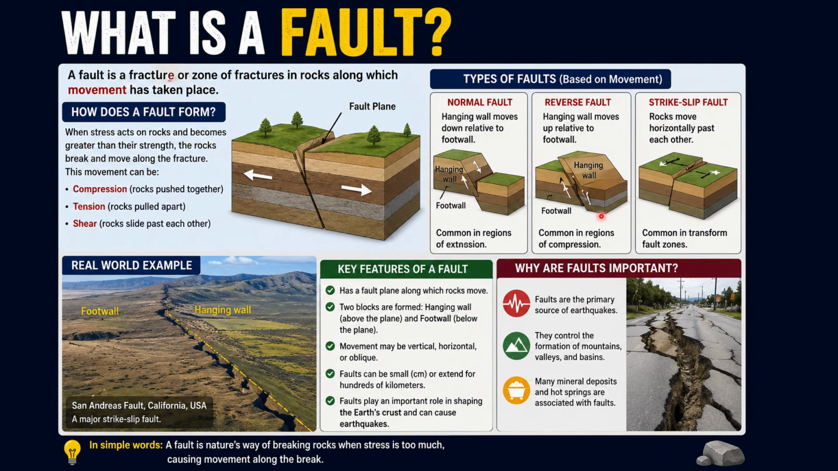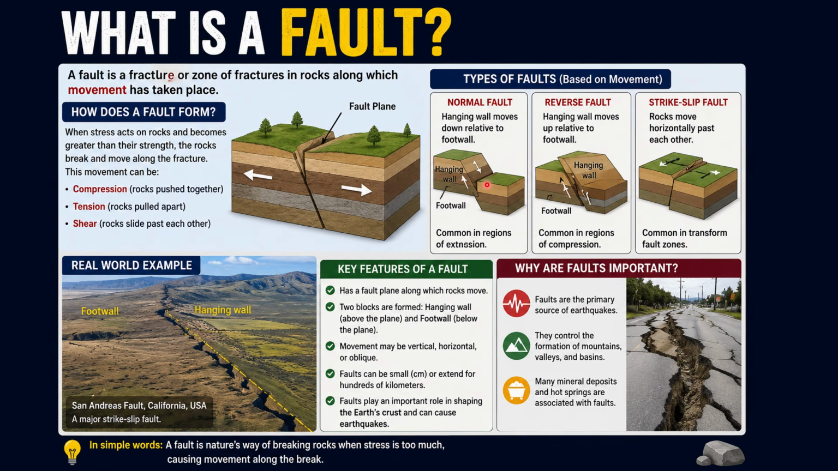hanging wall and the footwall. The hanging wall is the block which lies above the fault plane, and the footwall is the block that lies below the fault surface. When the hanging wall moves up over the footwall along the fault plane, that is called a reverse fault.